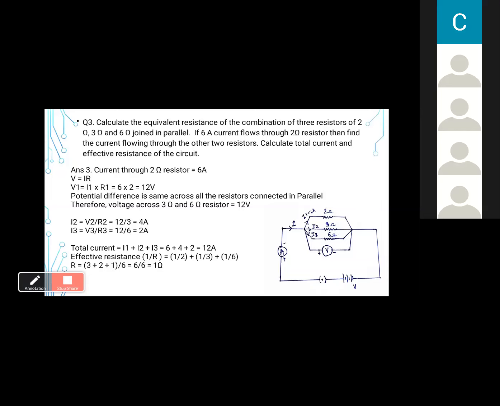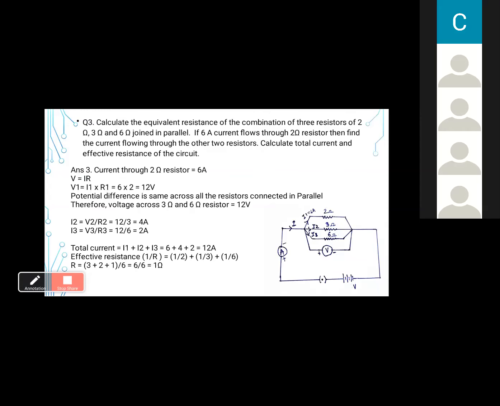Then applying Ohm's law in the different branches, I2 will be V2 by R2, which comes out to be 4 amperes. I3 will be V3 by R3, which comes out to be 2 amperes. If I add 6, 4 and 2, total current will be 12 amperes. Clear? Effective resistance is 1 ohm. Is this question clear? Total current is 12 amperes, effective resistance is 1 ohm, and total voltage is also 12 volts. Any doubt in this question? No, ma'am. Okay.